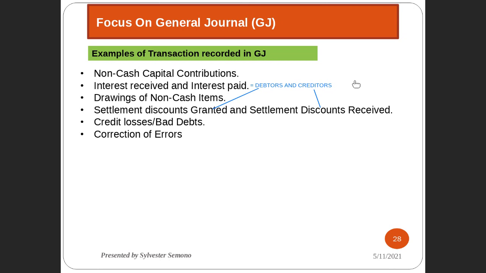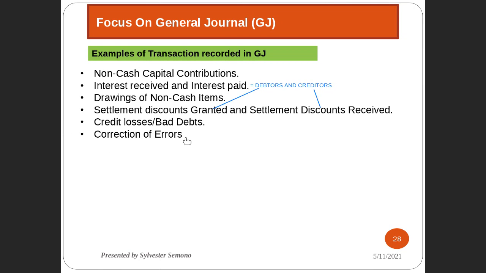Okay. There's a question there. If you take drawings from petty cash, you only record it in the PCJ. Yes, not in the CBP. You don't record it in the CBP, you record it in the PCJ. Thank you so much.